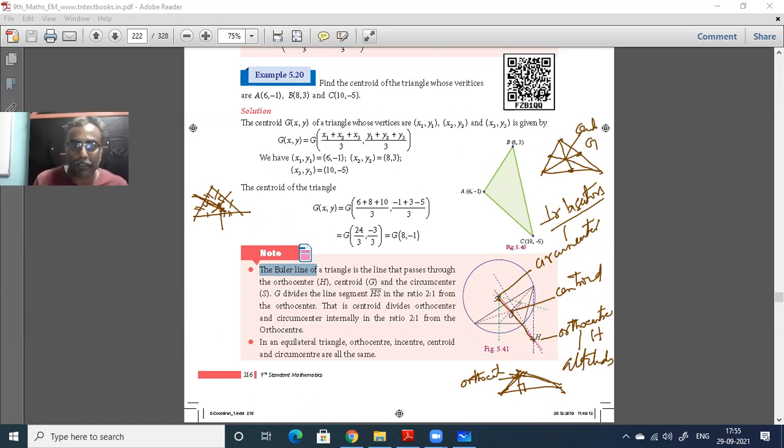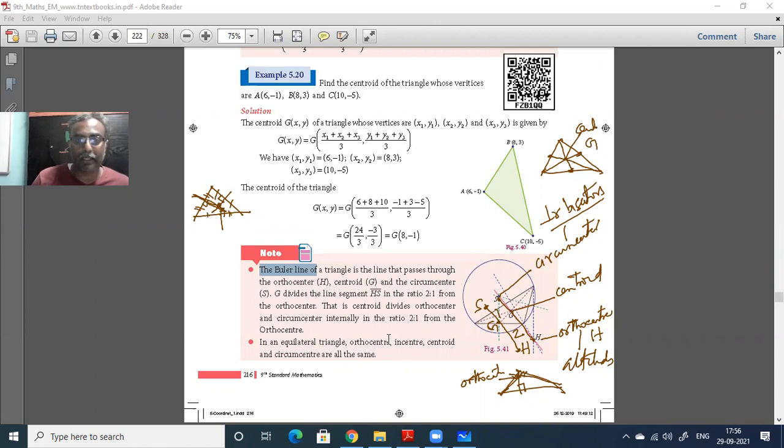From the orthocenter, if you go along the straight line to S, G is the centroid. It divides this line, the Euler line, in the ratio of 2:1. This brown line is called the Euler line. Very funny, very complicated property. Internally, it divides in the ratio of 2:1. That's all he's telling.